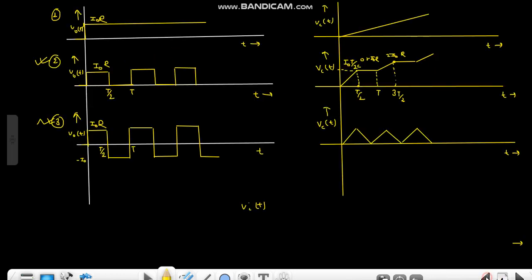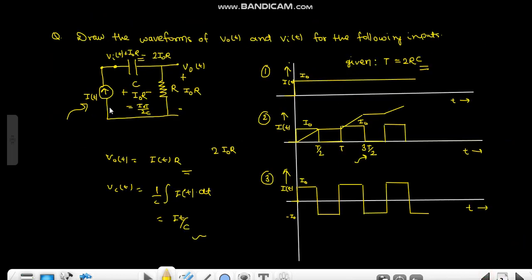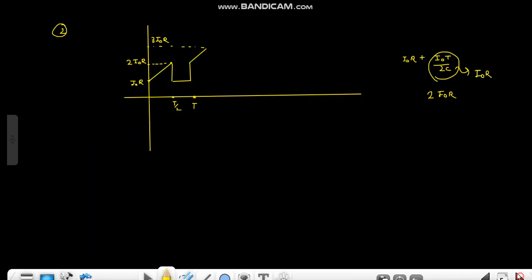Now again the capacitor is storing 2 I naught R charge, and again we have open circuited this one. So what would be the amount of voltage across Vi? It would be I naught R. So it will again come down, remain constant, and then again increase to 4 I naught R. This is at 3T by 2 and this is at 2T. So this was the explanation.